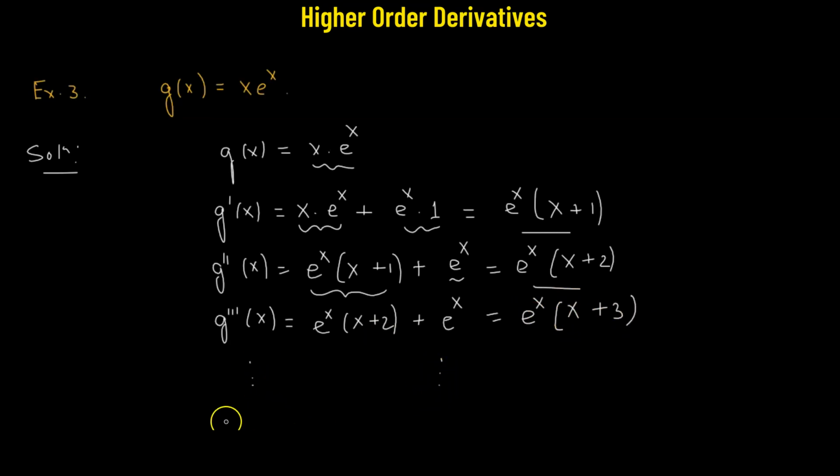So let's say we do further differentiation, then the nth derivative of our function g of x will be, so we see that e raised to the power of x is common in all the differentiation, and x is also common, plus 1 plus 2 plus 3, this is what we're getting. So that means this will be replaced with the value n, meaning when we took the first derivative we had the value 1, when we took the second derivative we had 2, third derivative gave us 3, so that means the nth derivative will give us n.